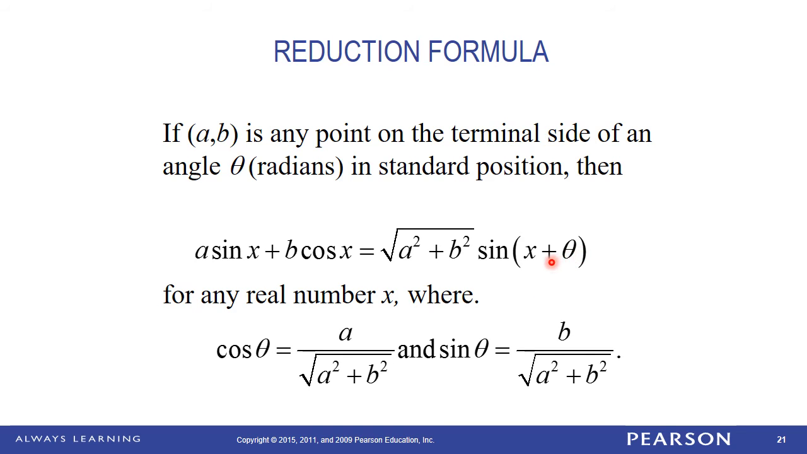And now the question is, how does theta get in here when it wasn't present over here? The fact is that we have values for it. We can say a divided by the square root of a squared plus b squared will give you cosine theta. So we'll see how that plays out.